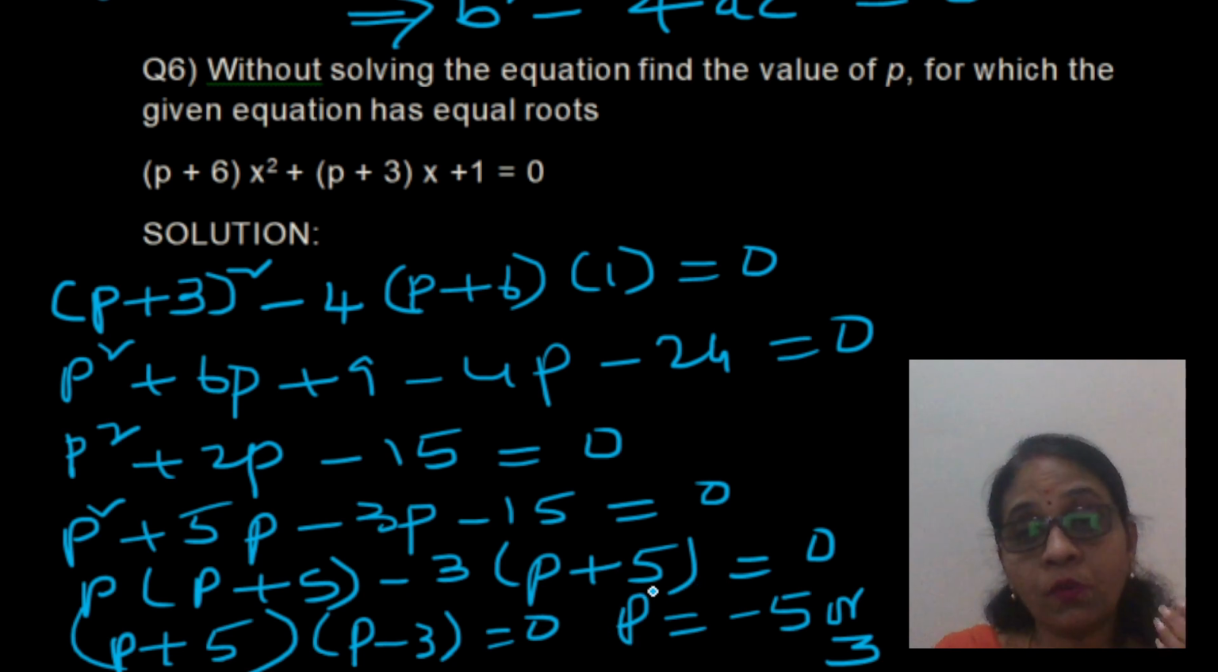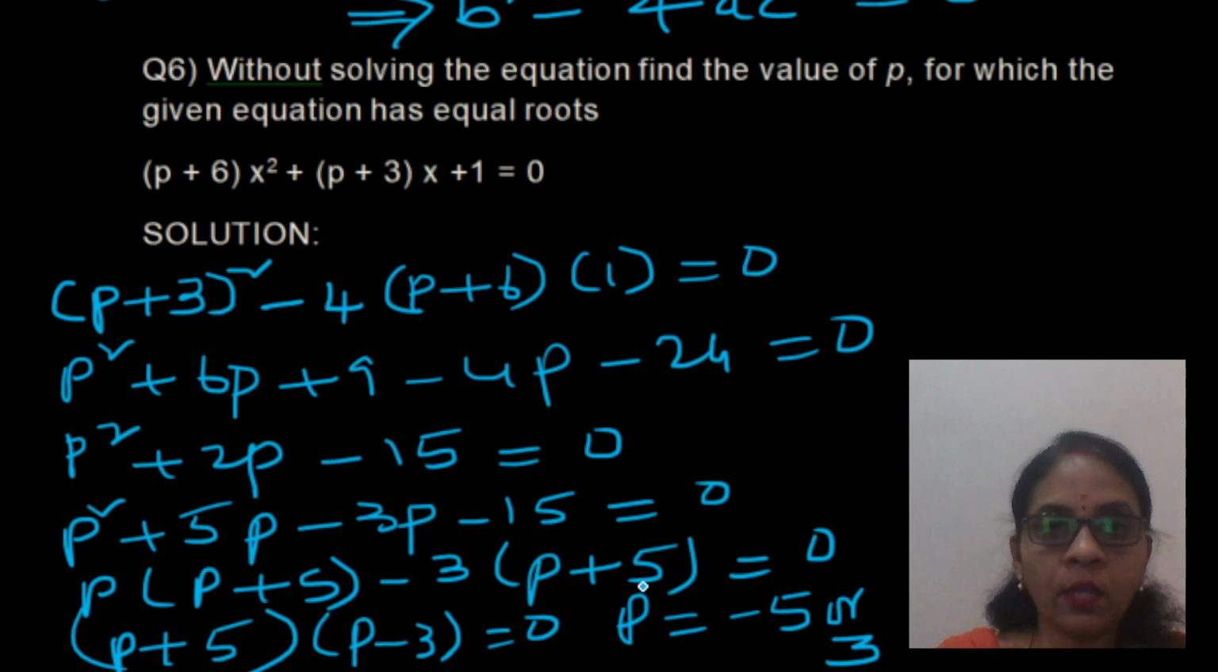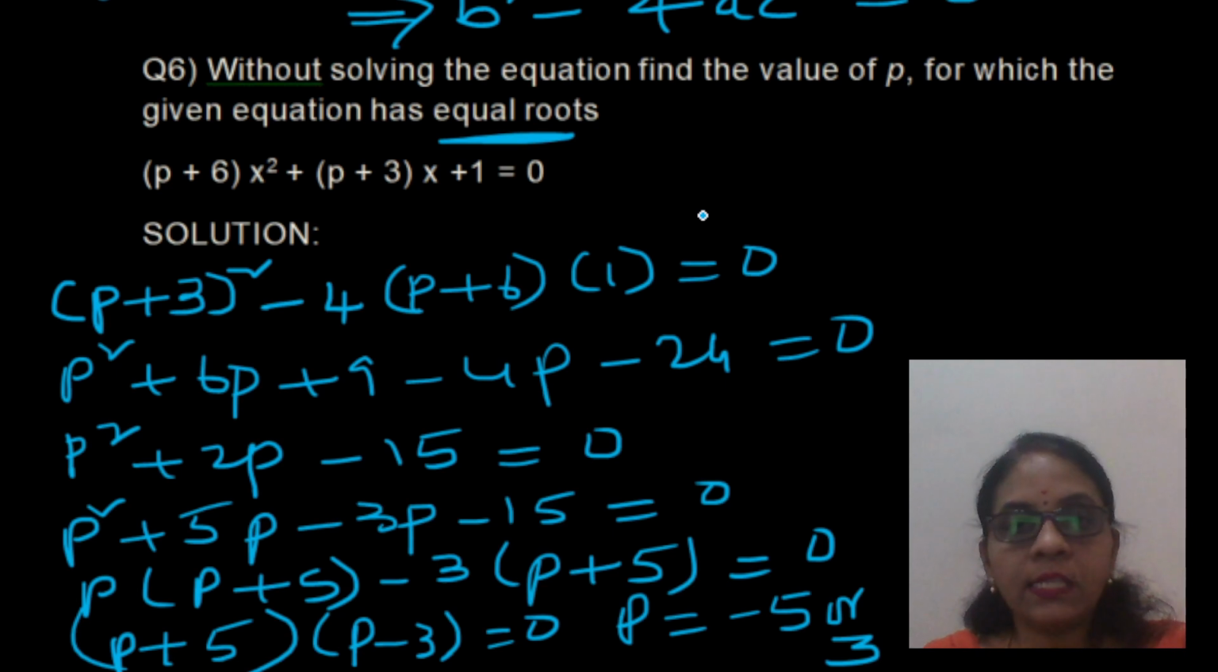Here of course again we had to solve a quadratic equation, but without making it into a big equation, we could simply find the value of p applying the condition that the given equation has equal roots. Is that clear? So let us see the solution now.